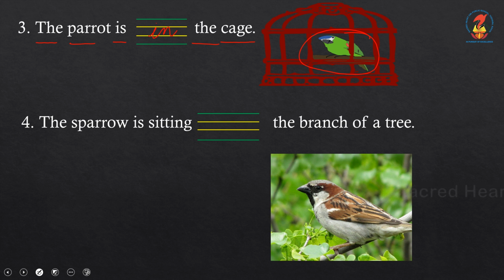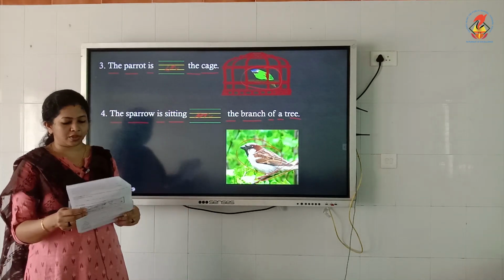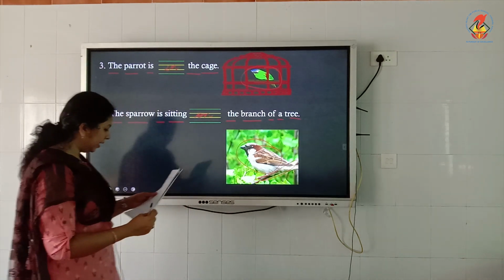Now, fourth. The sparrow is sitting dash the branch of a tree. You can see a sparrow here sitting dash the branch of a tree. Branch also you can see here. So touching the surface. So what will be the answer here? On the branch of a tree, touching the surface. So on the branch of a tree.